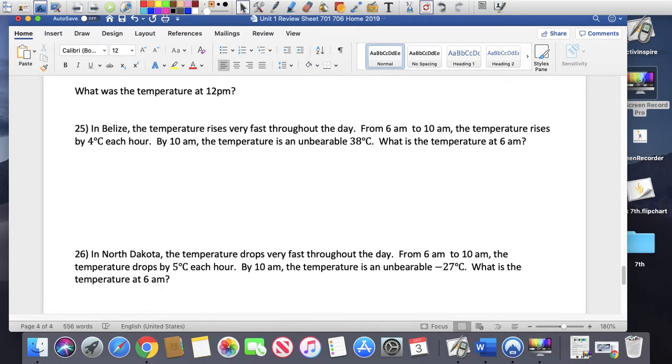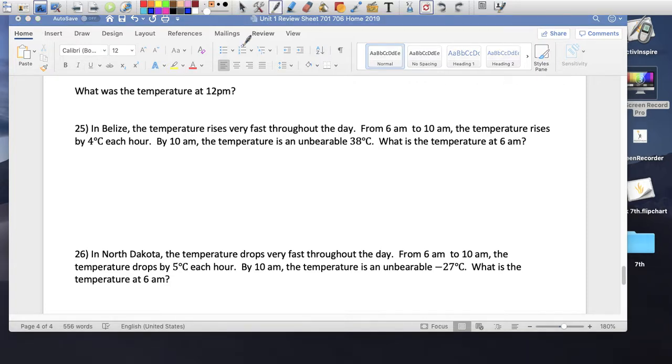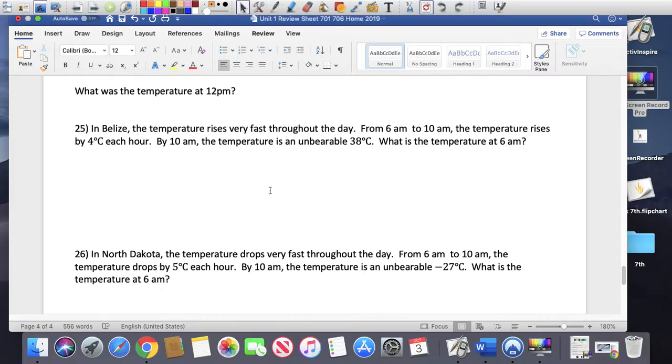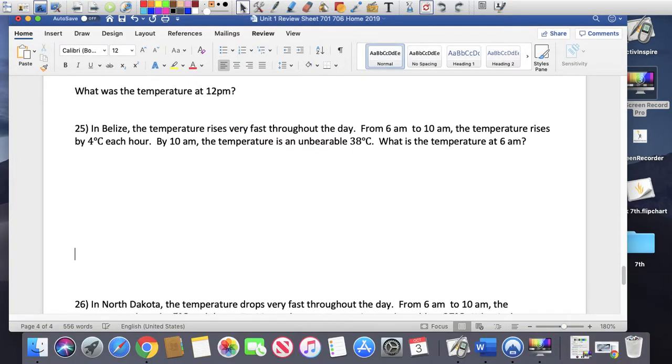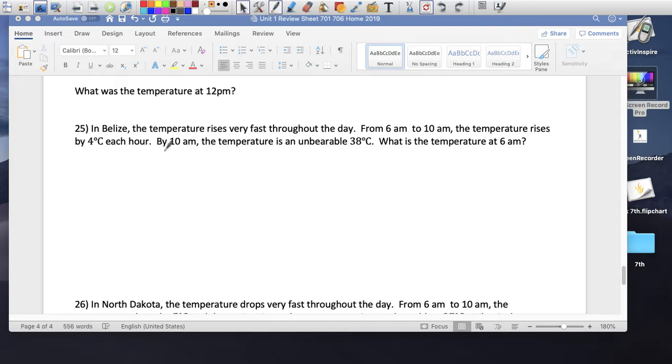In Belize, the temperature rises very fast throughout the day. From 6 a.m. to 10 a.m., the temperature rises by 4 degrees Celsius each hour. By 10 a.m., the temperature is an unbearable 38 degrees. I've been to Belize. It's super hot. Super nice. So, maybe I'll draw it this way.